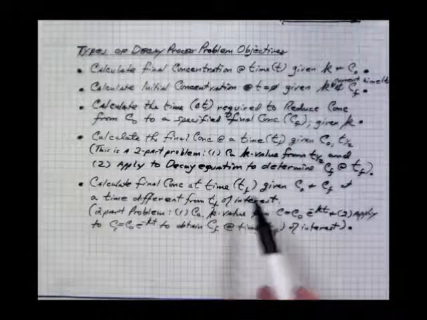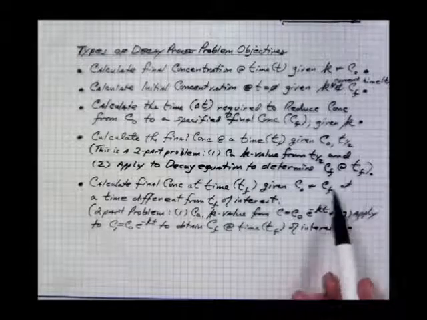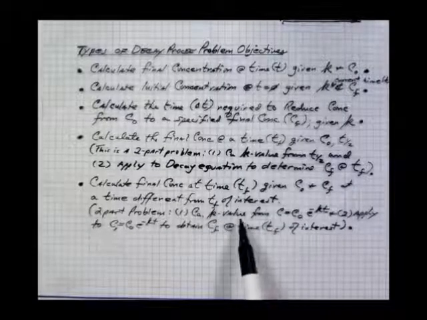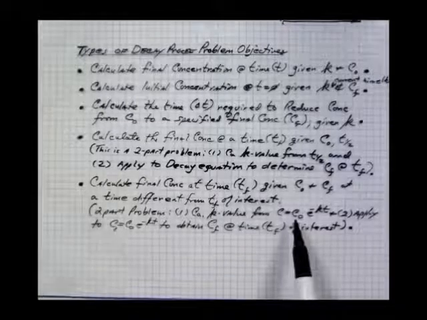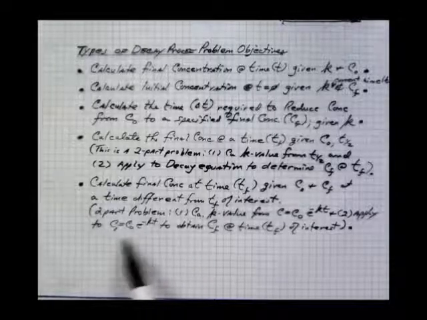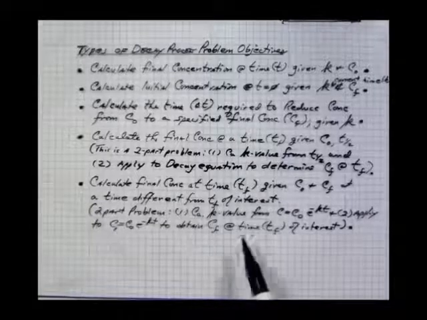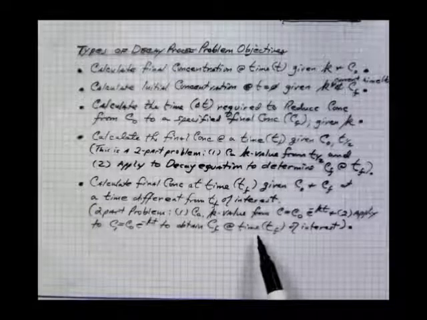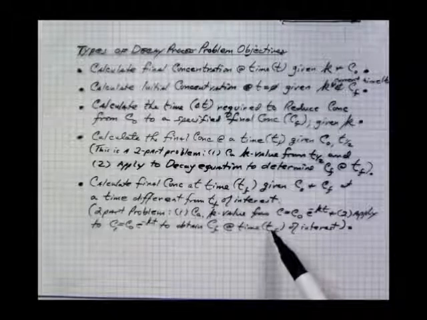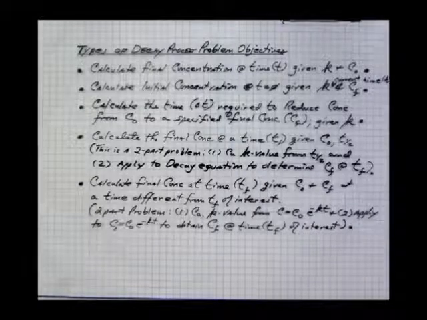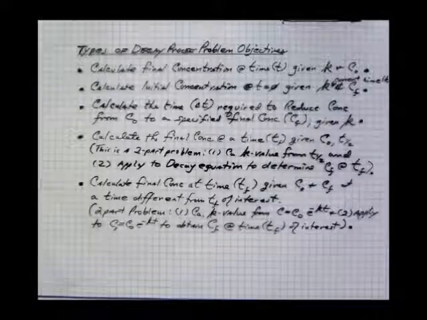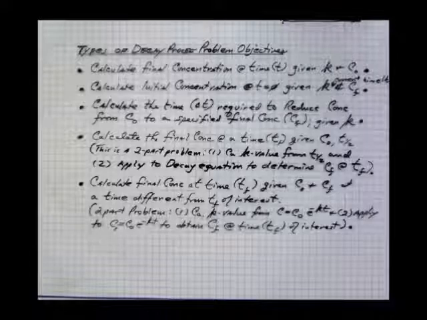Calculate final concentration at time TF given C sub O and CF at a time different from TF of interest. This too is a two-part problem where you calculate K from the decay equation, and then you apply the K value to the decay equation again to get the CF at the new time. So you will have a T1 and then you'll have a T2. And here the T2 is the ultimate answer to the problem. So we'll take a look at these right now and see what the procedures would be.